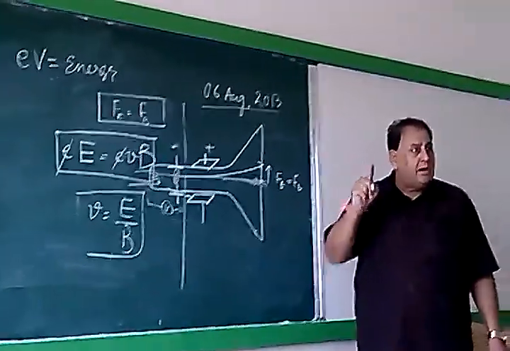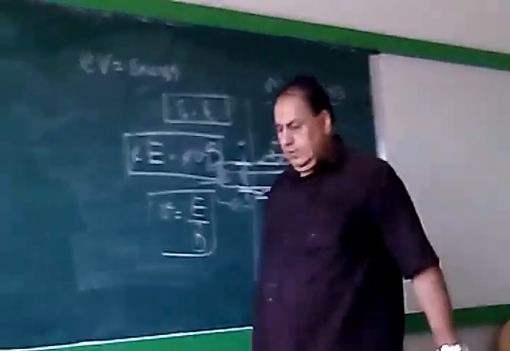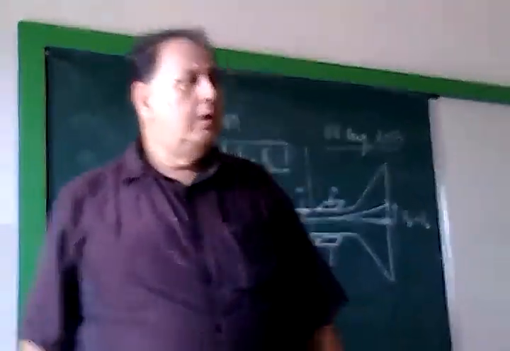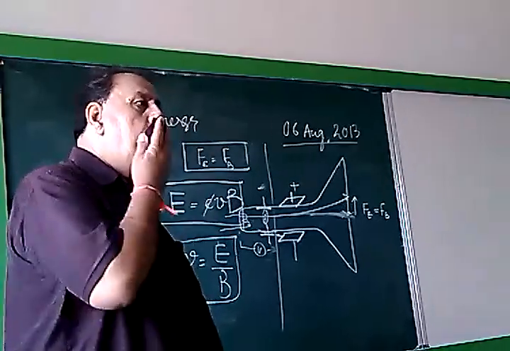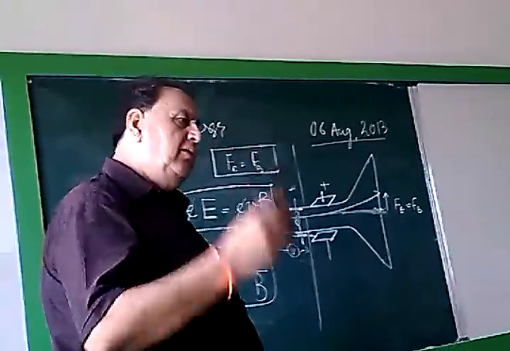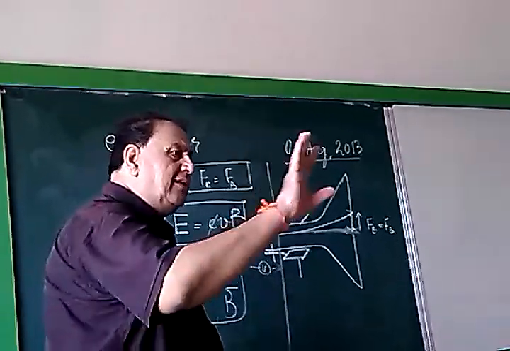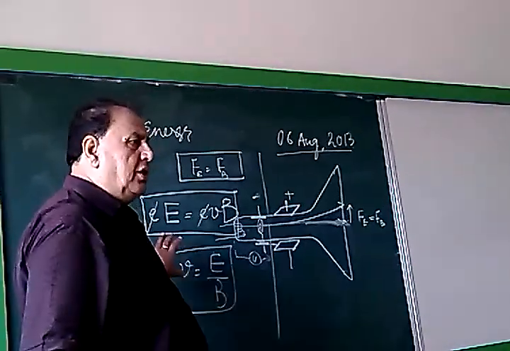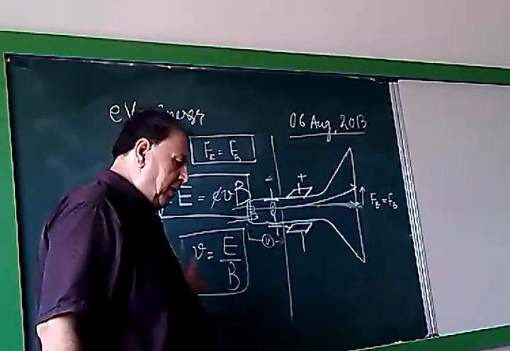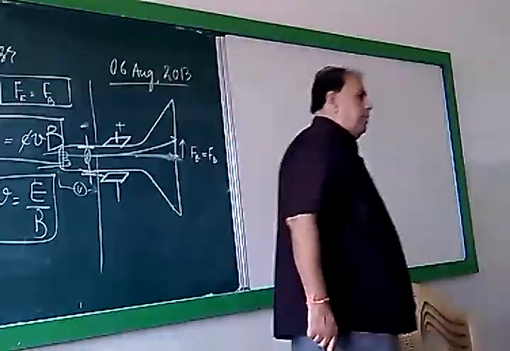From there we found e by m. What was the equation written? e by m equals v square by 2V. Here v is small v, the velocity. But you replace small v by E square by B square. So everything is now known to you. Three things are known, so you can find e by m. This was done by Thomson to find the value of e by m.